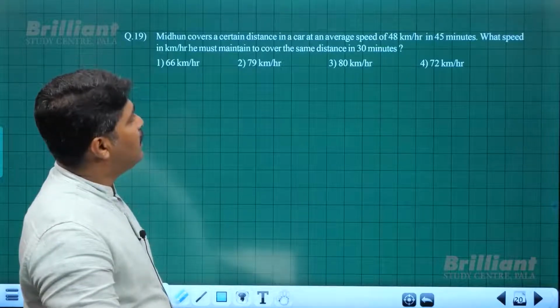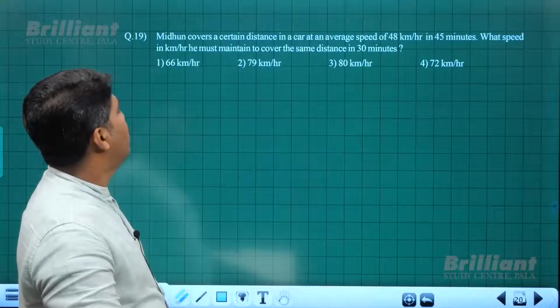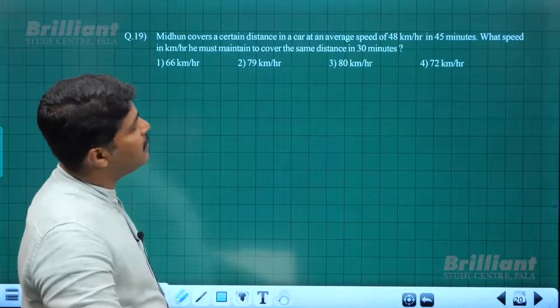Mithun covers a certain distance in a car at an average speed of 48 km per hour in 45 minutes. What is the speed in km per hour he must maintain to cover the same distance in 30 minutes?